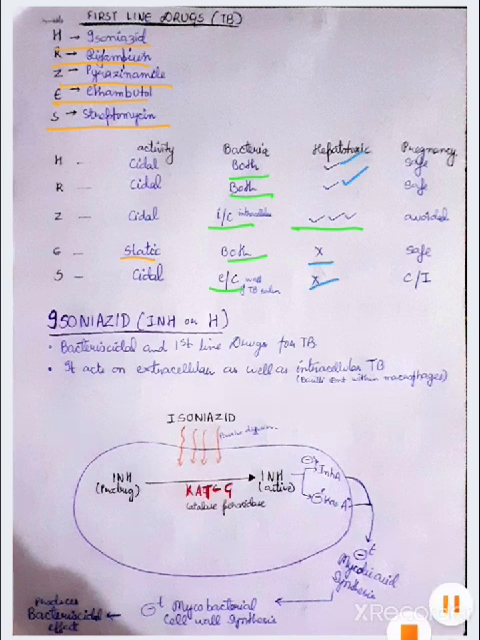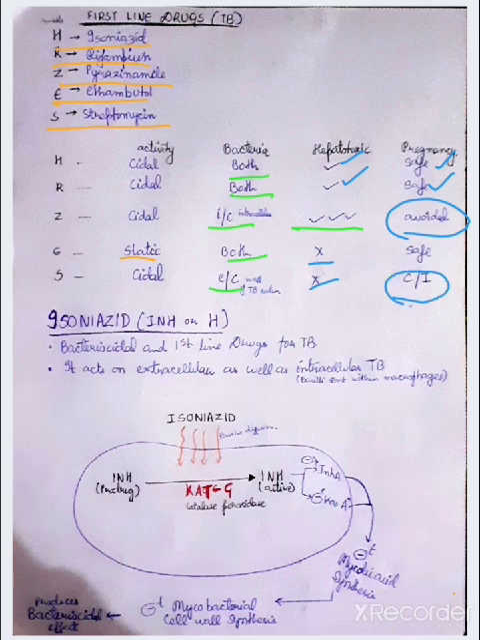Now pregnancy. H and R, isoniazid and rifampicin, are safe in pregnancy, while pyrazinamide is avoided in pregnancy, and ethambutol is also safe, but streptomycin is contraindicated in pregnancy as it is ototoxic.